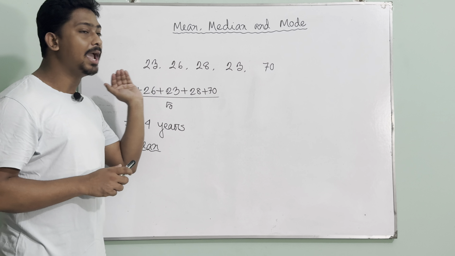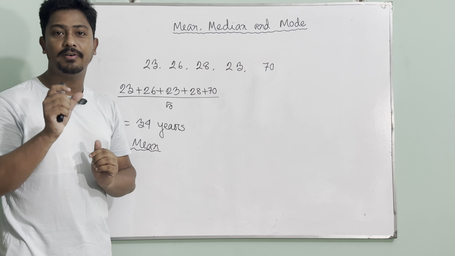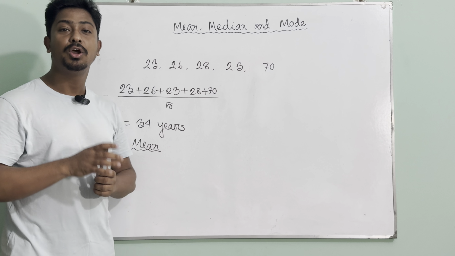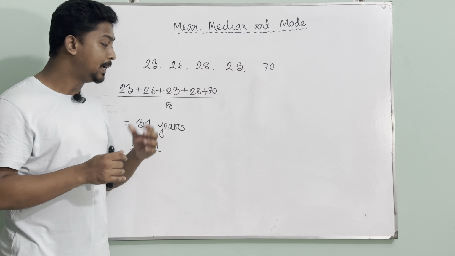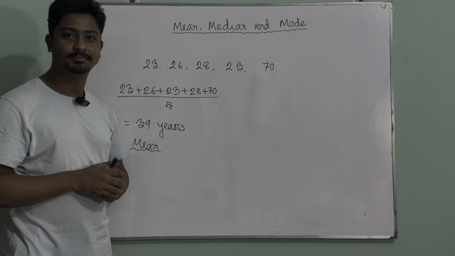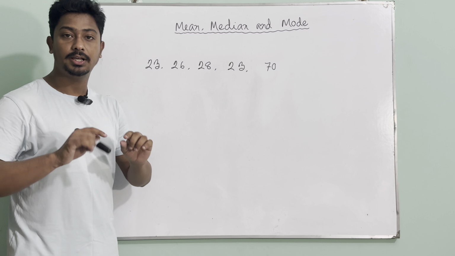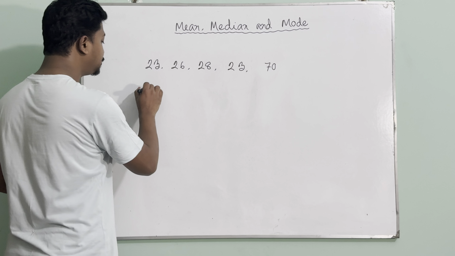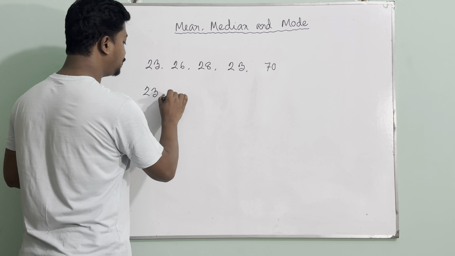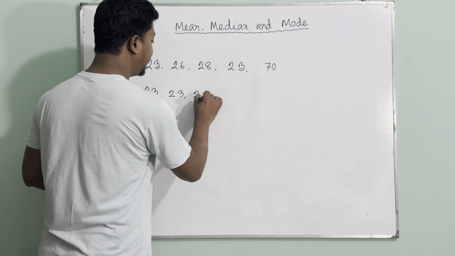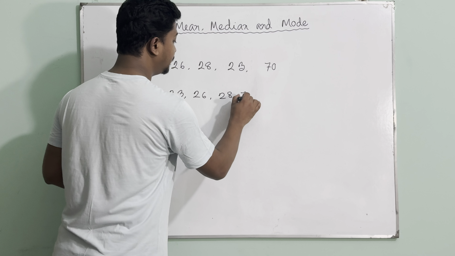Basically, mean is when you add all the data in a set and divide by the number of data. But remember that when we have extreme outliers, mean average is not accurate. Now let's arrange these ages in an ascending order. So we get 23, then another 23, then we have 26, 28, and then 70, right?